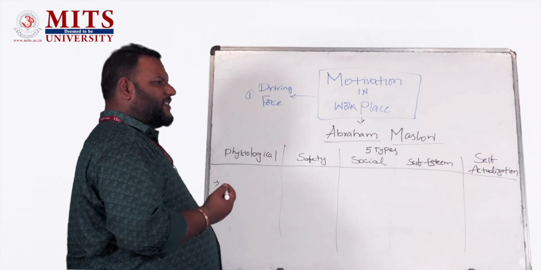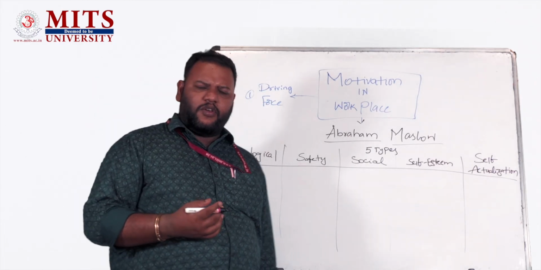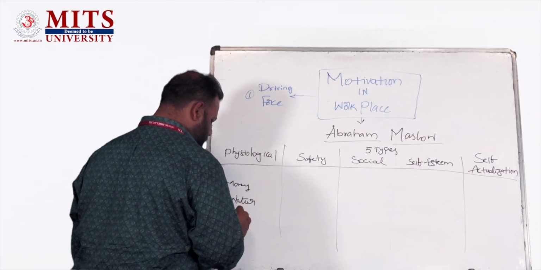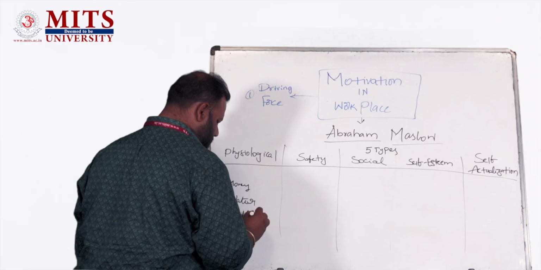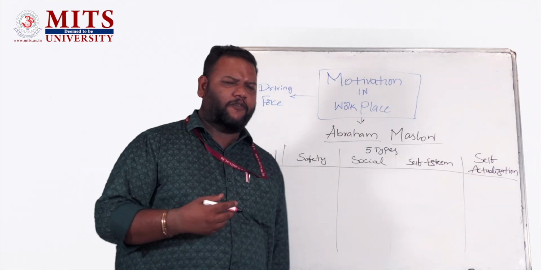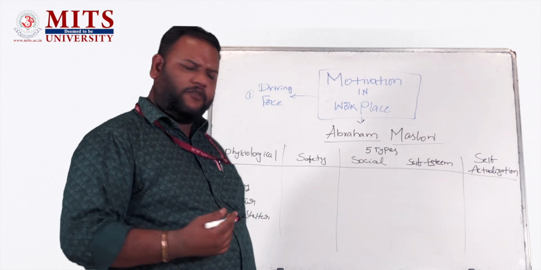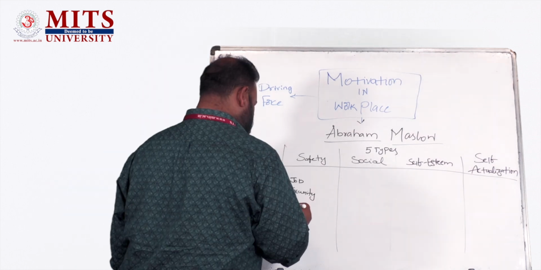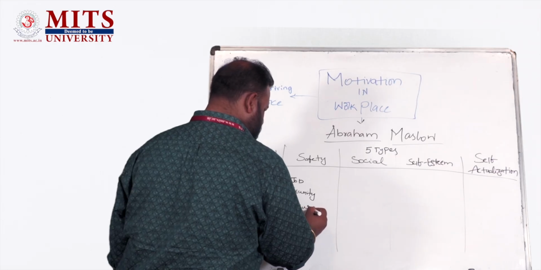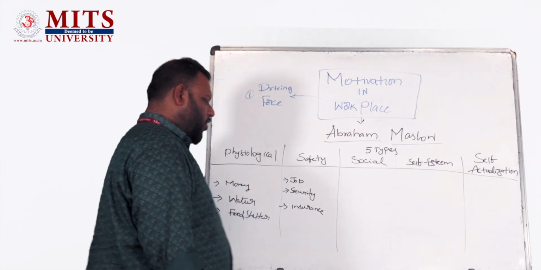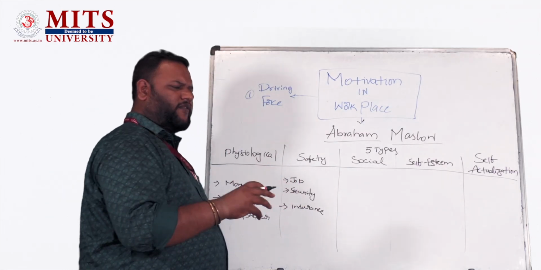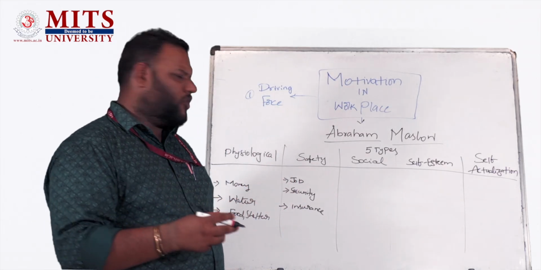This is the first basic need, what we need as a human. Let's say money, water, food, shelter, etc. This is the top priority for any individual, for any working employee. Job safety measures, job security, insurance, etc. fall under the second category, which makes sure that the individual is safe to survive in the world.